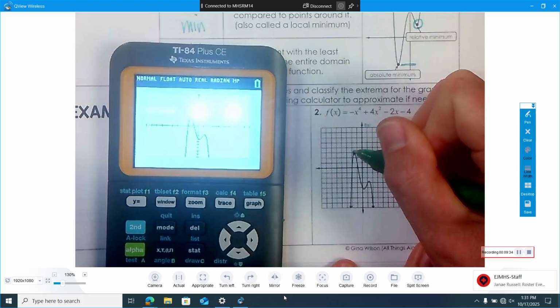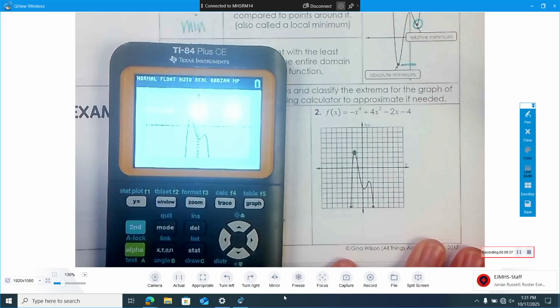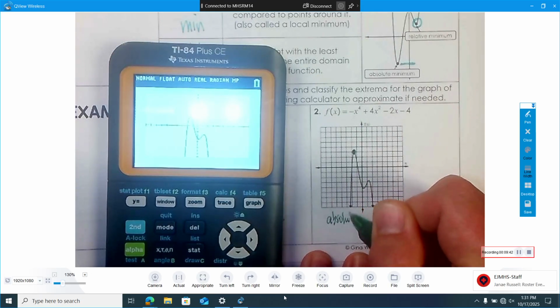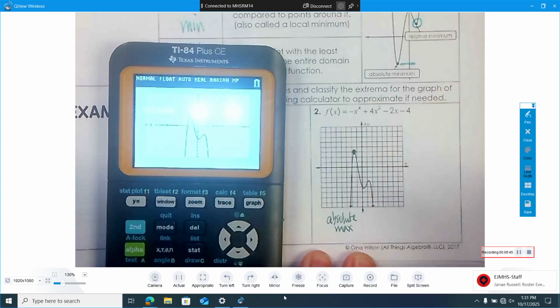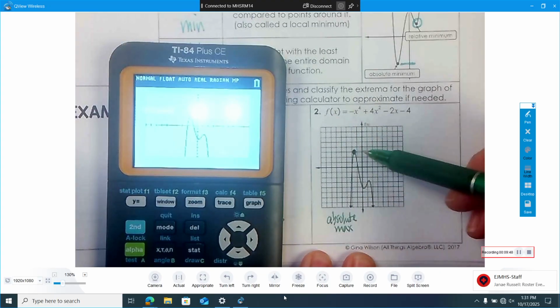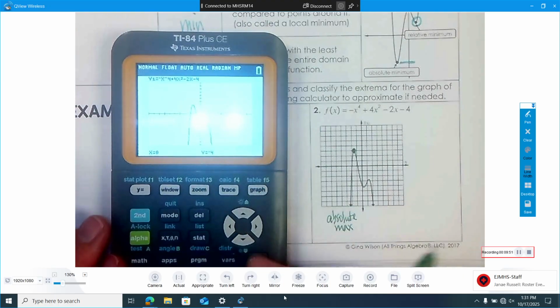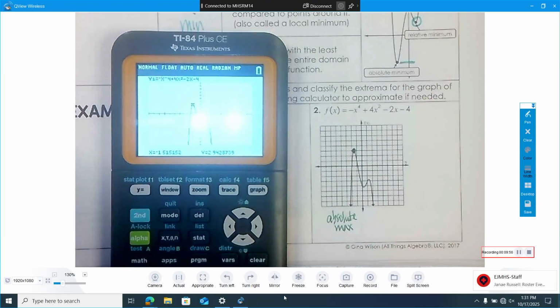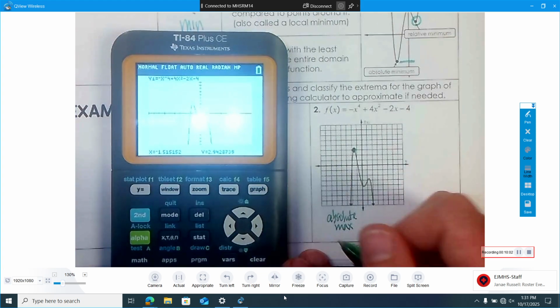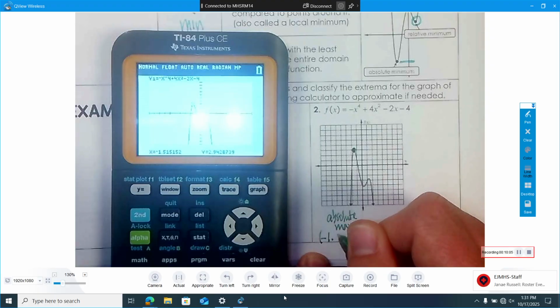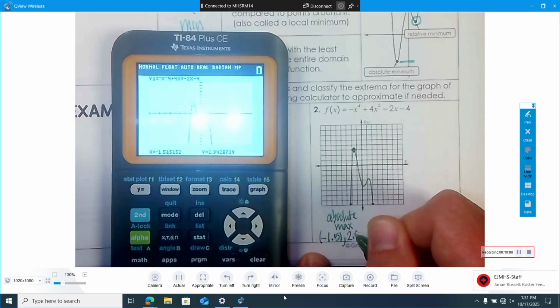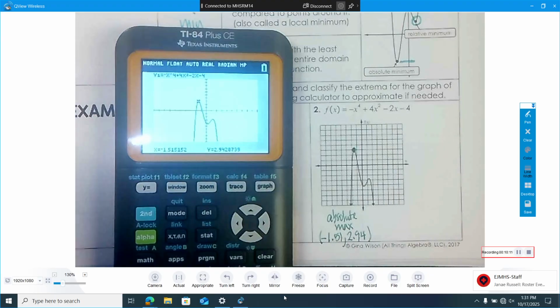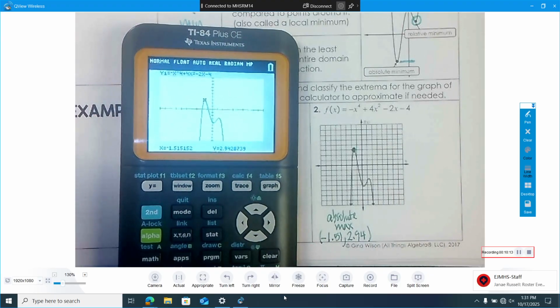I see this point right up here. What would you call this point? The absolute max. And we want to approximate that. This picture is kind of okay, but we can actually use the trace feature on our calculator, and we can trace to that point and just get an approximation there. Two decimal places is going to work for us today. And so I got an absolute max here at negative 1.51, comma 2.94. So there's my absolute max, just using my calculator to trace.